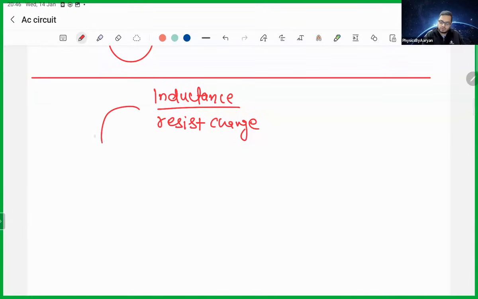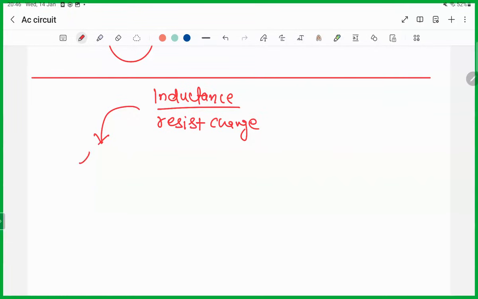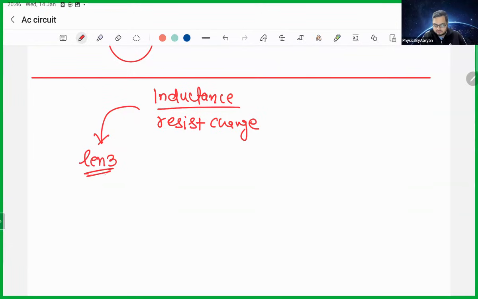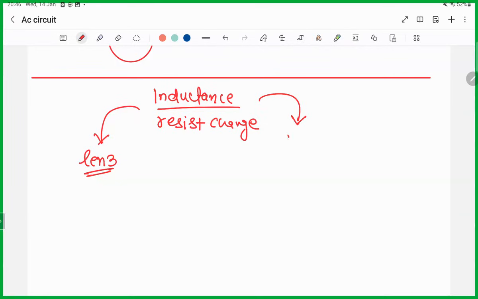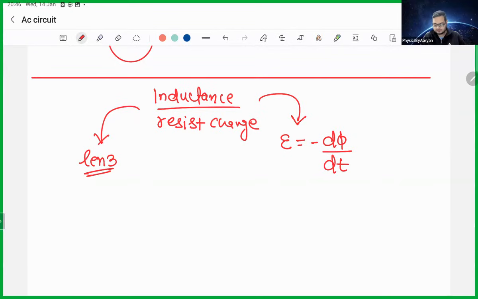Which law controls this? Which law says that you have to resist the change in physics? Lenz's law. Lenz's law tells you direction, but which law tells you magnitude? Faraday's law. Faraday's law says minus d phi by dt. Everyone agree with me? Yes.